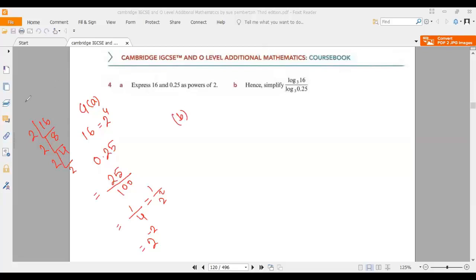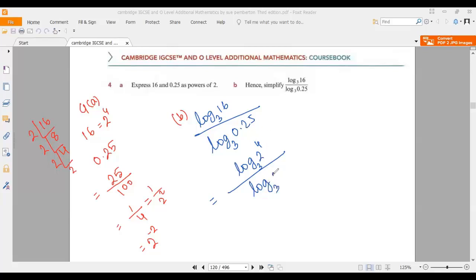Now, number B. Number B says, hence, simplify log base 3 of 16 divided by log base 3 of 0.25. So, how can you solve it? Look, this is a very simple one. Log base 3 of 16: instead of 16, we can write 2 to the power 4. So we can write log base 3 of 2 to the power 4. And log base 3 of 0.25: instead of this, we can write log base 3 of 2 to the power minus 2. Now the 4 will come to the front, and minus 2 also in that way. So we can write 4 multiplied by log base 3 of 2, divided by minus 2 multiplied by log base 3 of 2. After dividing log by log, we find 4 by minus 2, that is minus 2. And that is the answer of number B.